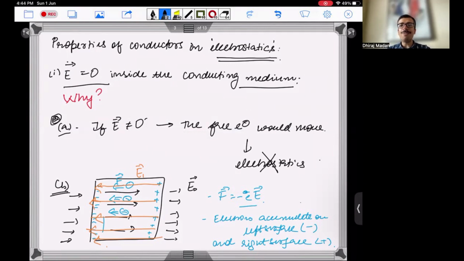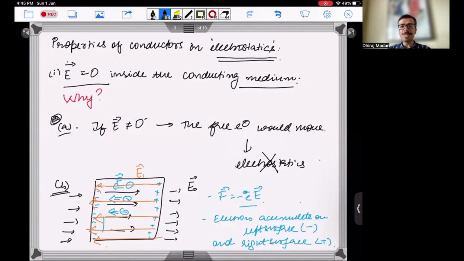So the first property was that whatever be the external electric field you supply, the electric field inside the electrostatic conductor is going to be zero. Inside the conducting medium, it's going to be zero. Why is that so? The reason being that if the electric field was non-zero, then these electrons would experience a force and hence they would be moving, and this wouldn't be an electrostatic condition, right? Now you may find this reason a bit ad hoc, but we can go further into the details.